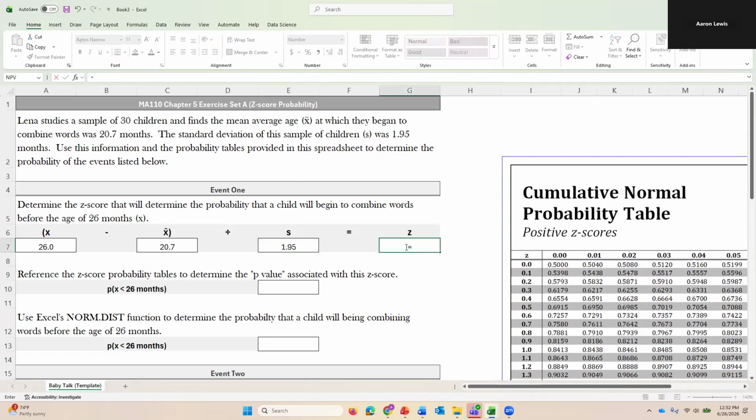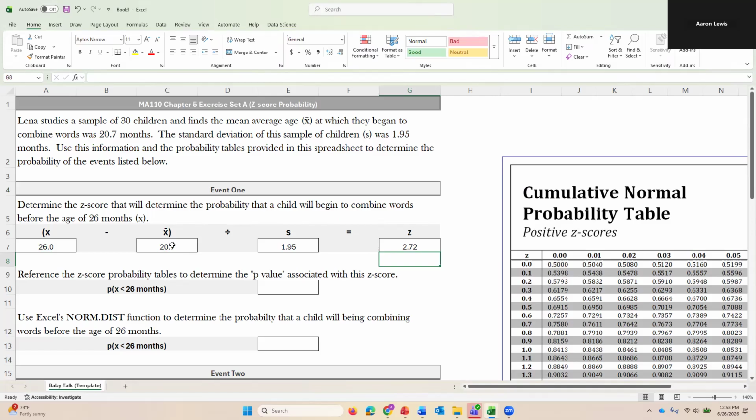So if I take, and it's very important you put the first two inputs into parentheses, (26 minus 20.7), close that parenthesis and divide by 1.95, we're going to come up with 2.72. For a child to not start speaking in sentences until they were 26 months old is 2.72 standard deviations above the mean. From our normal distribution here, that's very, very far above the mean. There are very few spots in the data that are that far above the sample mean of 20.7.